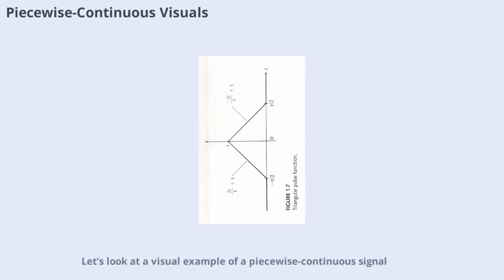Let's look at a visual example of a piecewise continuous signal. These signals are continuous except at a finite number of points where they may jump abruptly. This property is common in real-world signals, especially those generated by switching systems or sudden events.